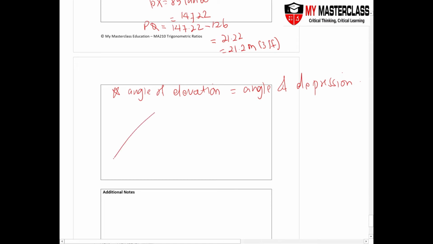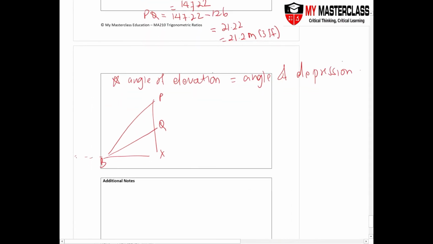They're trying to tell you that if I have a diagram that looks like that, okay, now this P, Q, X, right? Then this is B. They are telling you that now I extend further, and let me draw using a different color. So then you have an extended version here. Can you see? Right, so you have an extended version, and this is the angle you're looking for. Why? Because this is your angle of depression.